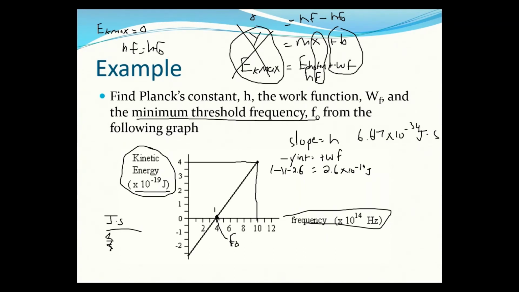So if you just find the x-intercept, our threshold frequency is going to be roughly 4 times 10 to the 14 hertz. That's going to be our threshold frequency. Okay, so that's how you can find all those values, and obviously I'm going to test you on that. So you gotta know how to do all those.